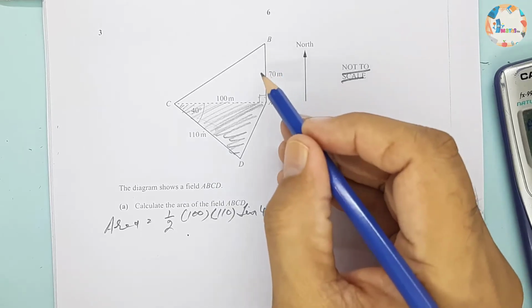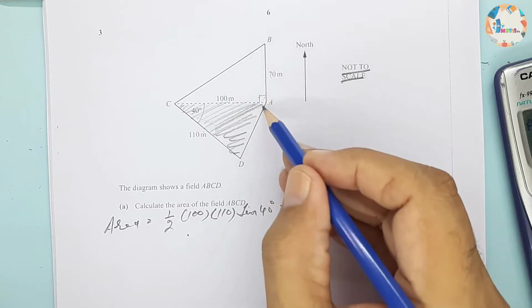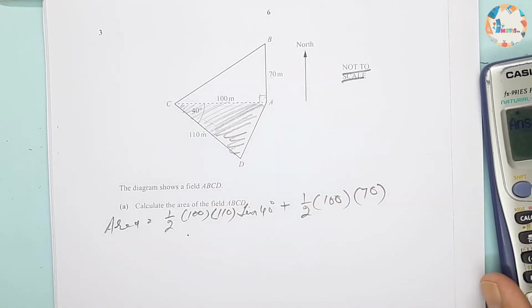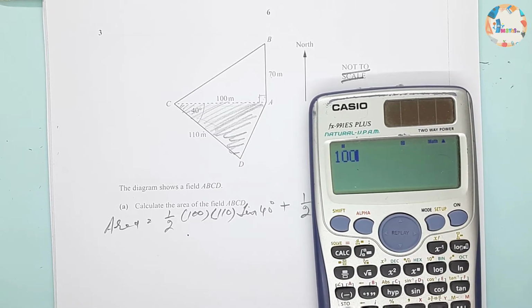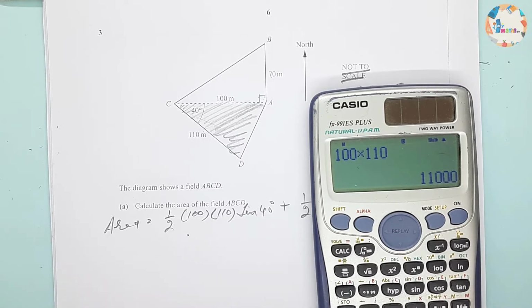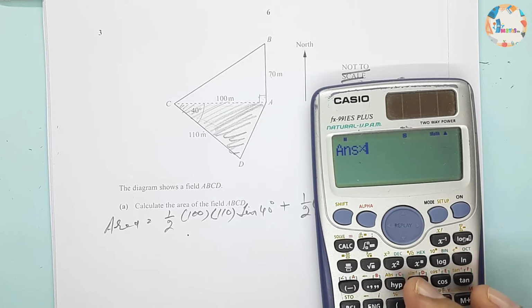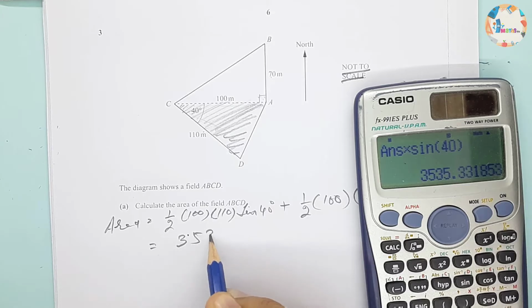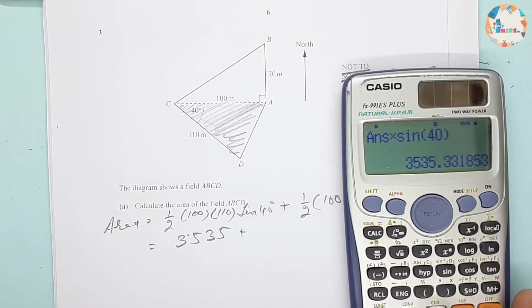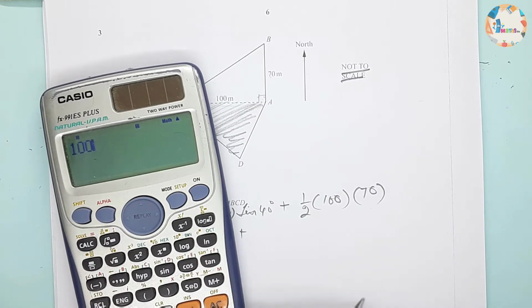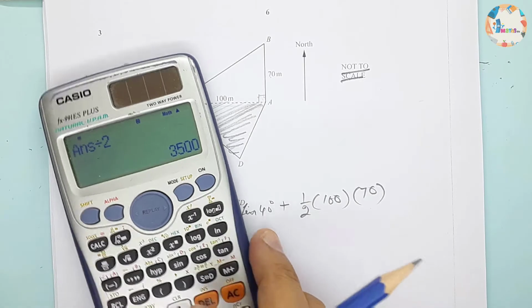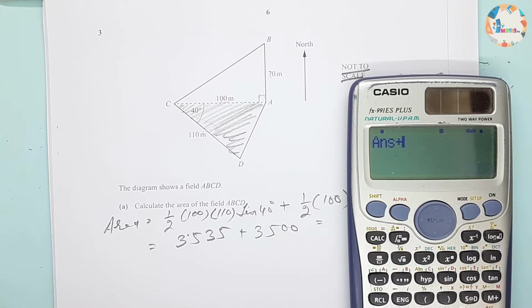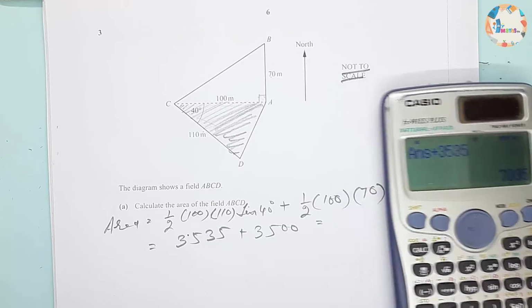Then the area of this one will be half into base into height. This is the base, this is the height, so half into base into height, which is 70. This will be the area of these two shapes. So 100 multiplied by 110, divided by 2, multiplied by sin of 40 degrees, will be equal to 3535. Plus this section, 100 into 70, divided by 2, will be 3500. Added together, 3500 plus 3535 is 7035.